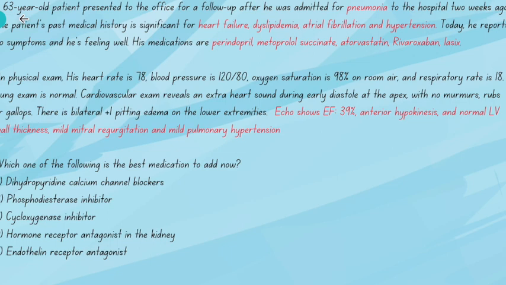But let's look at the important things in the question. So we have a 63-year-old patient comes for a follow-up. He was admitted for pneumonia 2 weeks ago. So this guy is asymptomatic, so he's coming for a regular follow-up. Then I have to look at his past medical history and see which one I can optimize. Dyslipidemia, AFib, hypertension, heart failure. Today he reports no symptoms. He's on perindopril, metoprolol, atorvastatin, rivaroxaban, and Lasix.